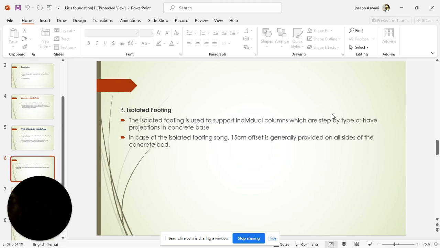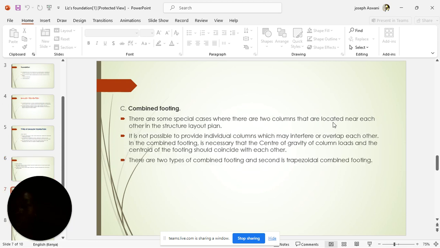Number 2 is isolated footing. Isolated footing is used to support individual columns which are stepped or have a projection in the concrete base. In the case of isolated footing, a 15 cm offset is generally provided on all sides of the concrete bed. That's number 2 type of shallow footing.